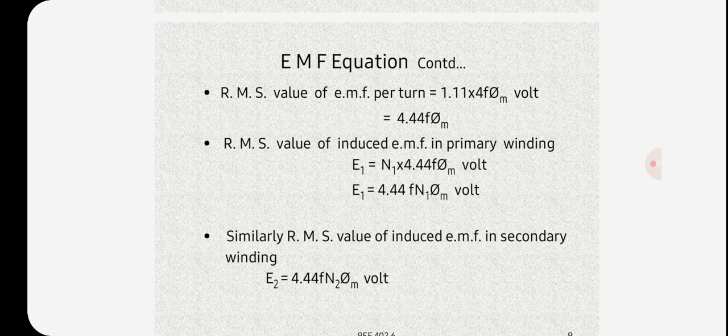Now the RMS value of EMF induced in primary winding E1 is equal to the EMF induced per turn into the number of primary turns, that is equal to 4.44 f phi m into N1, that is equal to 4.44 f N1 phi m. Here we can also use the maximum flux density times area in place of phi m.